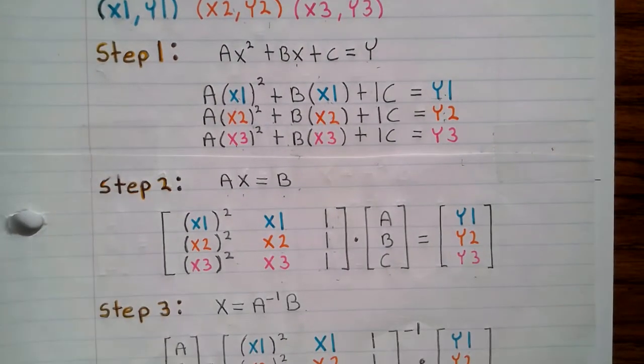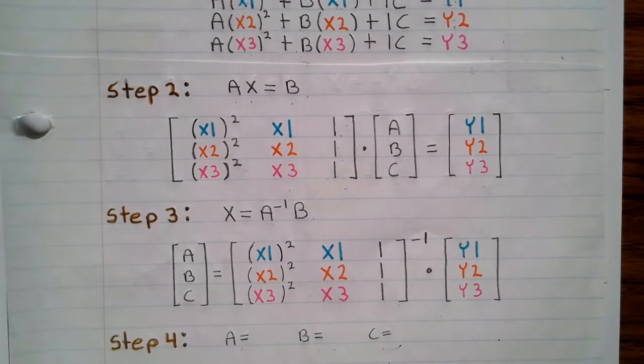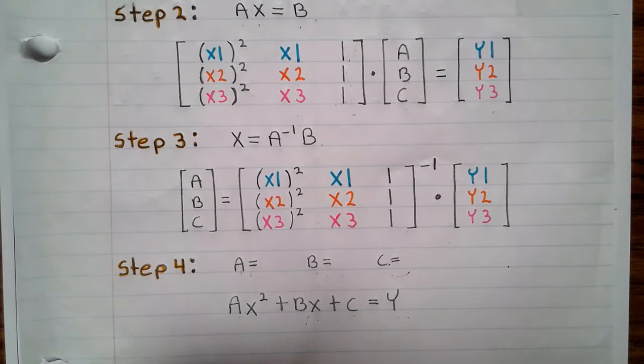Step 2, we know that we can write that as Ax equals B. And then step 3, we're going to solve for x because we know that x equals A inverse times B. That will give you the a, b, and c values, which will substitute in the equation, and then you'll be able to write a quadratic with 3 points.